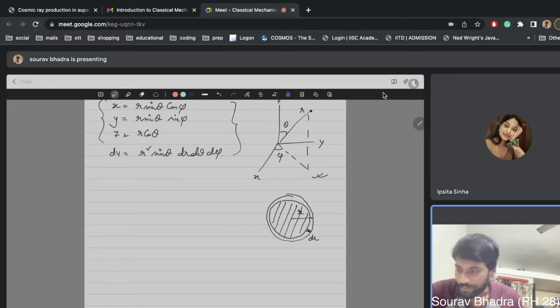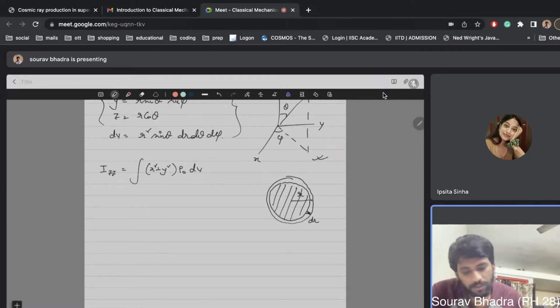Okay, now if we calculate the moment of inertia Izz, I am not writing the full equation because I think you are already familiar with this part. So it will be the integral of x square plus y square times rho 0 dV. The rho 0 dV is actually the elemental mass, dm.